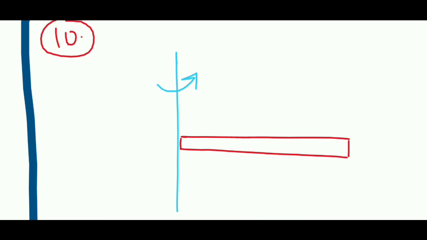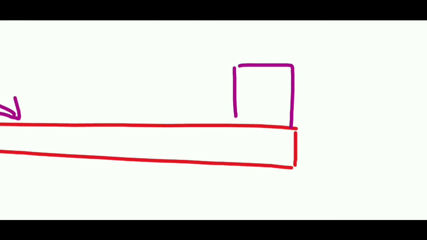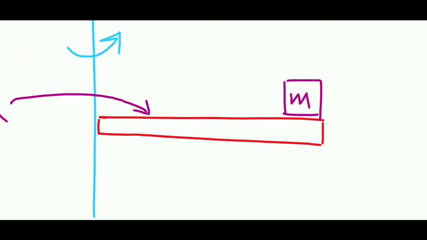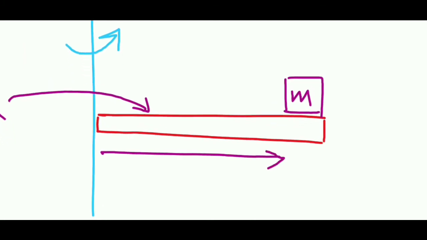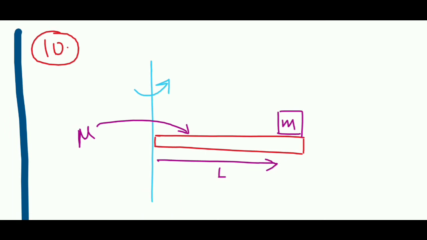The frictional coefficient over here is given as mu. The mass of the block which is kept over here is m. This distance is L. So this is the whole situation. Mass is given, mu is given, this distance is also given.